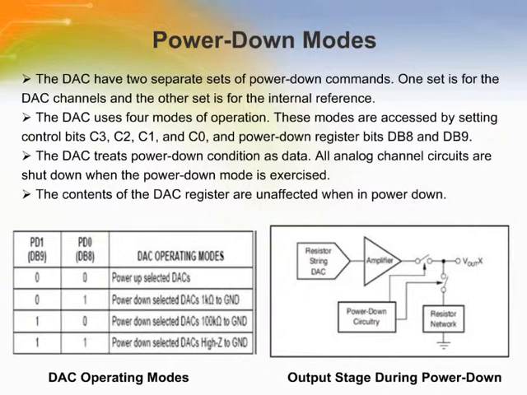This page gives information about the different power down modes present in the DAC. There are 4 power modes which exist here. These modes are selected using the PD1 and PD0 bits. Power up selected DAC, power down selected DAC with 1 k ohm to ground, 100 k ohm to ground, and power down selected DAC with high Z to ground are the different modes.